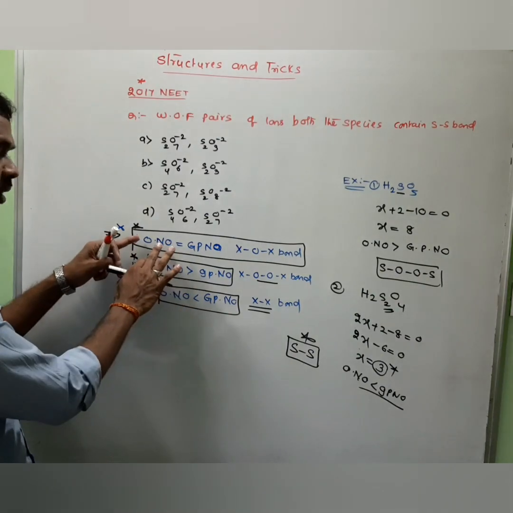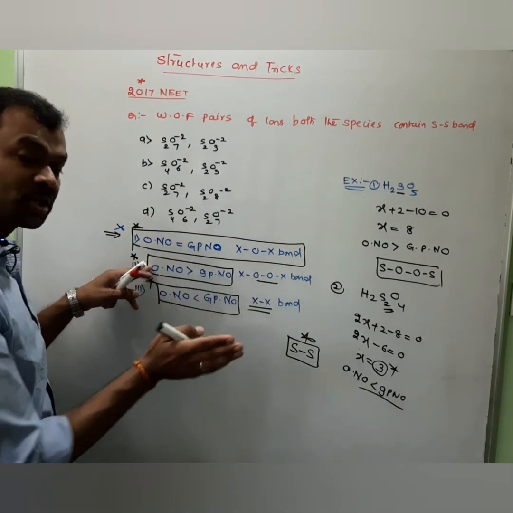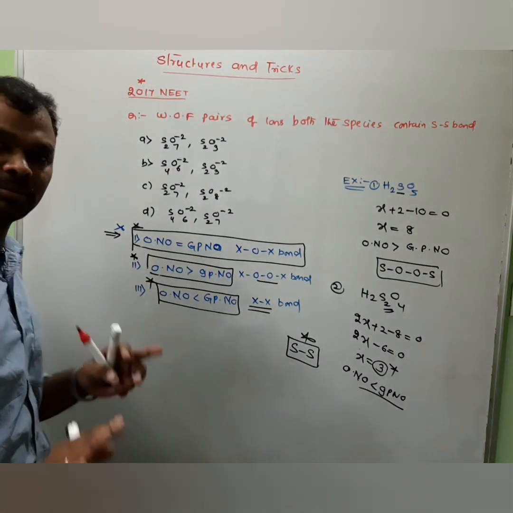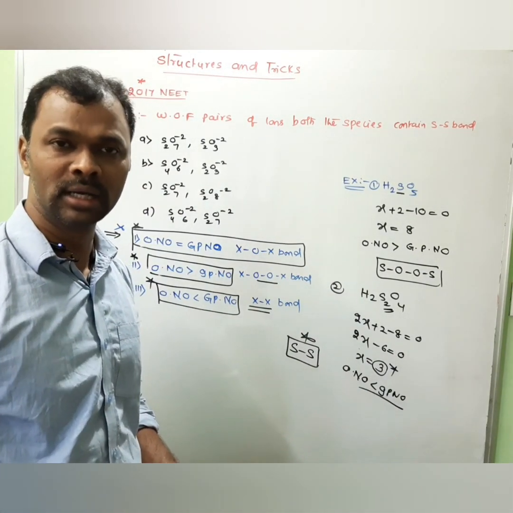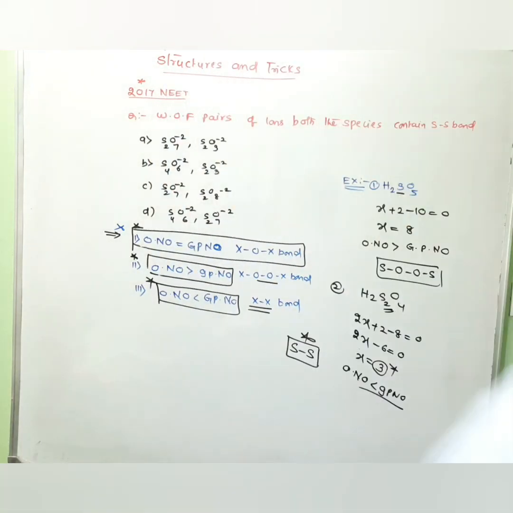So once again, oxidation number equal to group number, X-O-X bond. Oxidation number greater than group number, peroxy linkage. Oxidation number less than group number, which contains X-X bond, P-P bond, and S-S bond, etc. We'll continue.